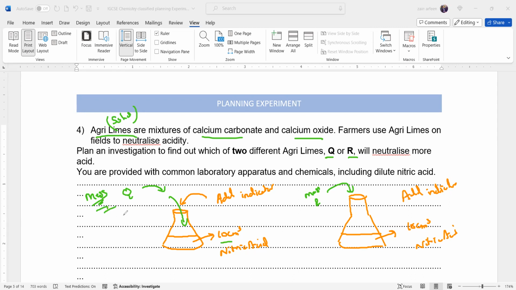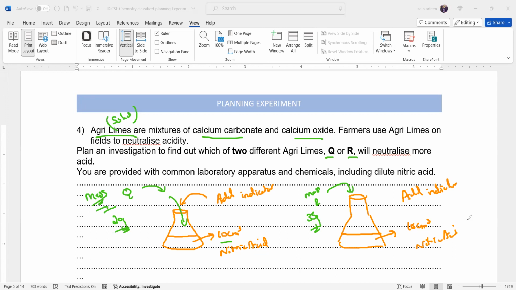For example, say for this experiment 20 grams of Agri Lime Q was neutralizing 10 cm cube of nitric acid, and 35 grams of Agri Lime R was needed to neutralize the nitric acid. So which is the better Agri Lime? Q is better, because a small quantity of Q can neutralize the same 10 cm cube, but for R, a greater quantity is needed to neutralize the 10 cm cube of nitric acid.